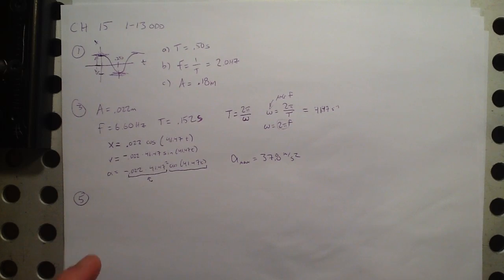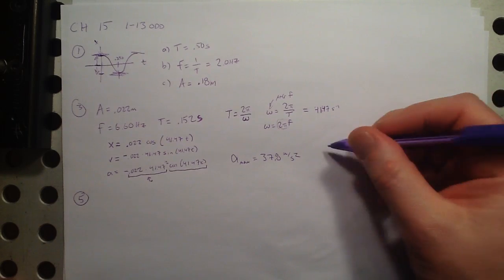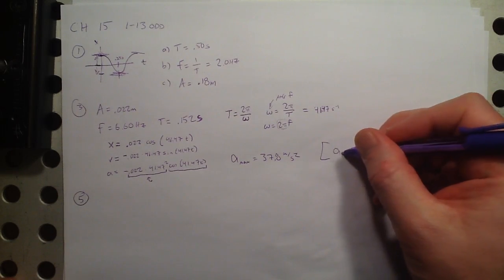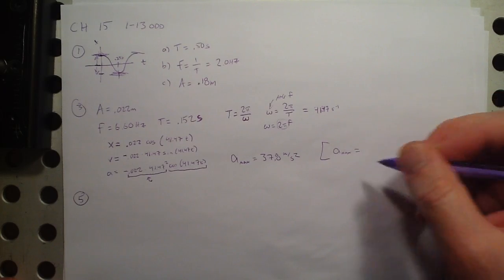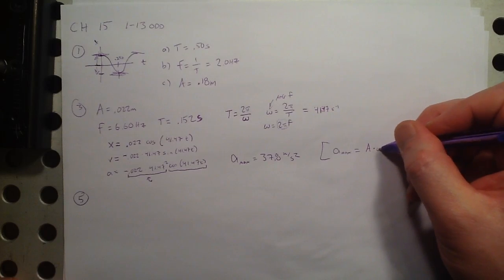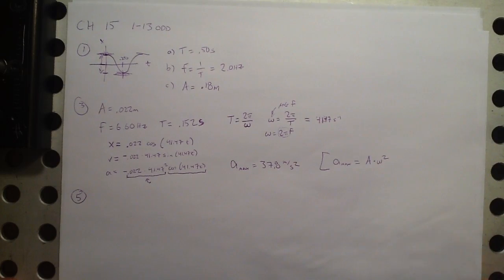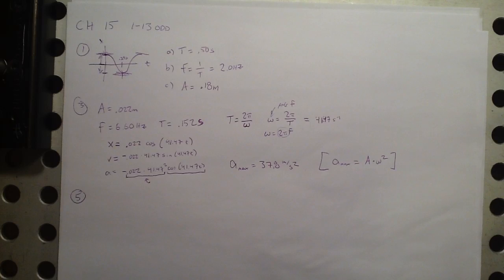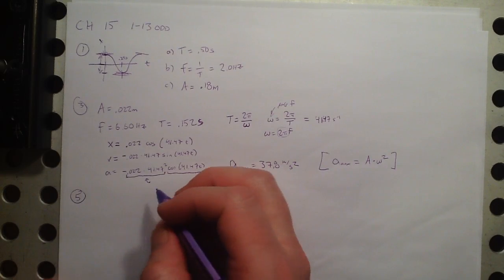So I'd write this over here. Observing what we did in that problem, maximum acceleration is the amplitude times omega squared. I don't think that's the kind of thing that you necessarily want to memorize. It's just kind of built into what we're doing here, but it is a fact. So number 5.